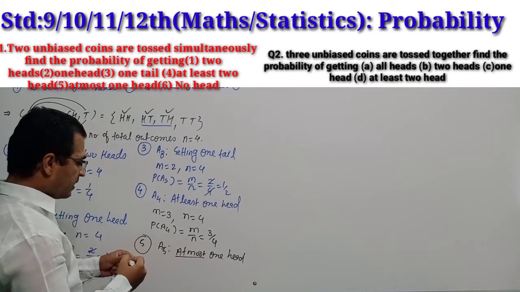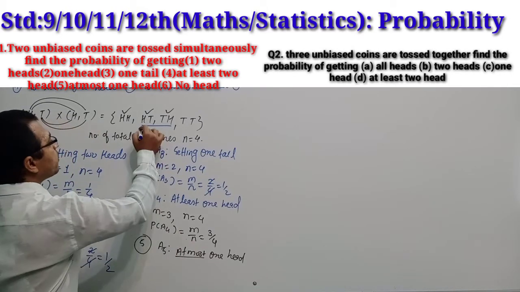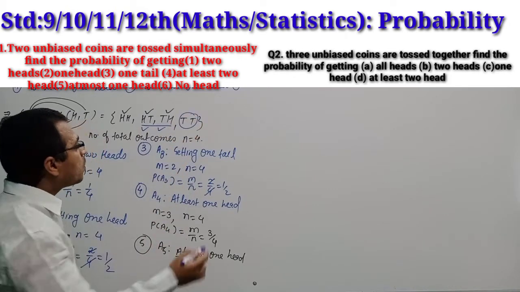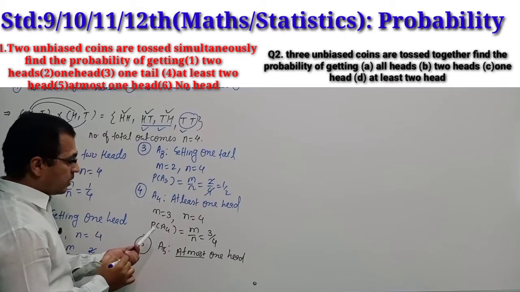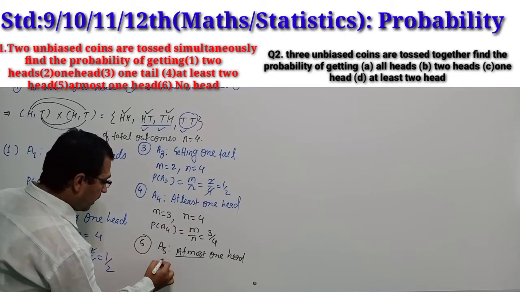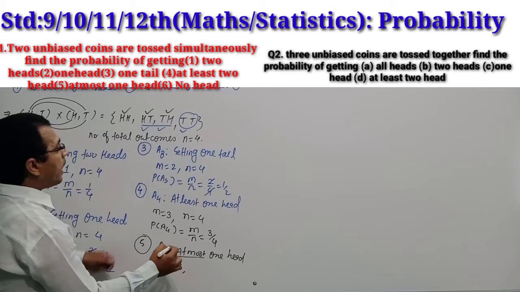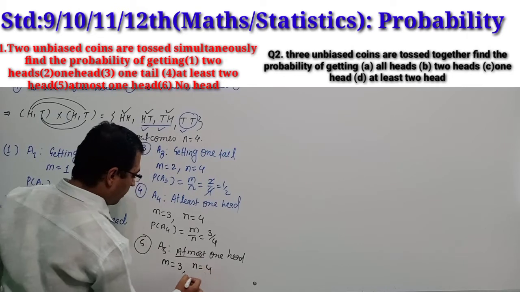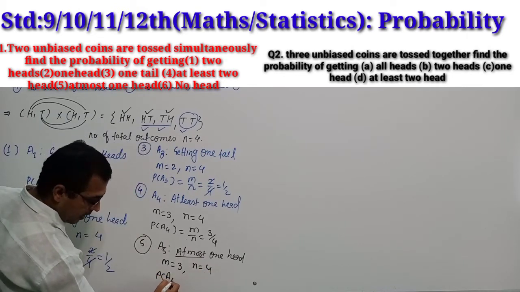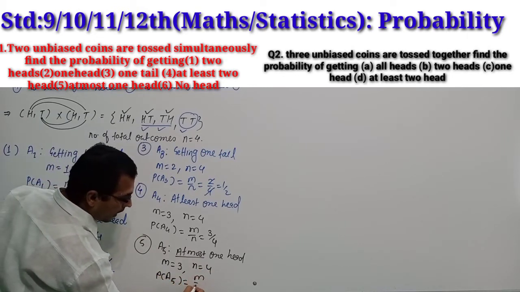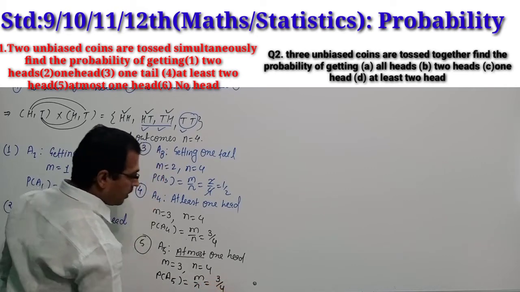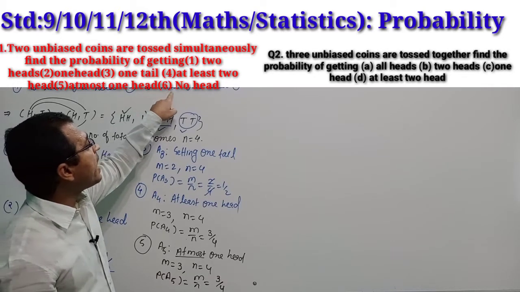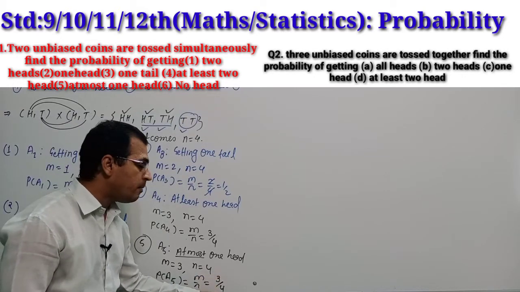So students, here you can see at most one head: this is the first pair, the second pair, and in this pair you are getting no head. So the total number of pairs is 3. The number of favorable events m is equal to 3 and the total number of outcomes, the sample space, n is 4. So P of A5 is equal to m by n, so 3 by 4. It means you can conclude that the probability of getting at most one head is 3 by 4.